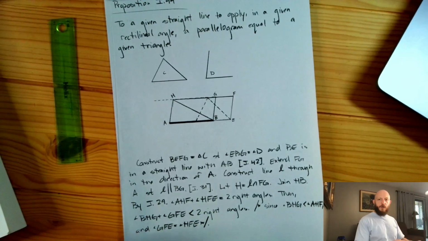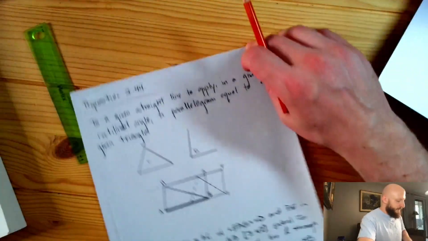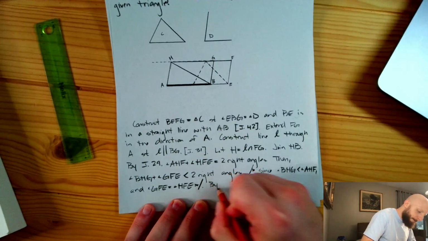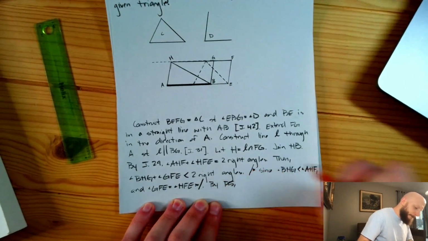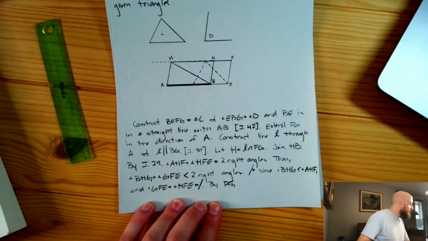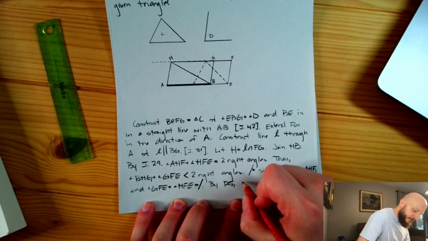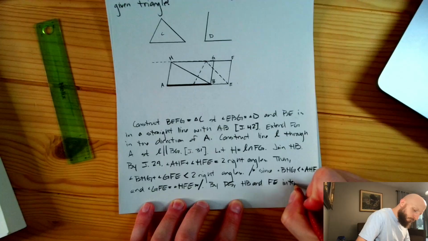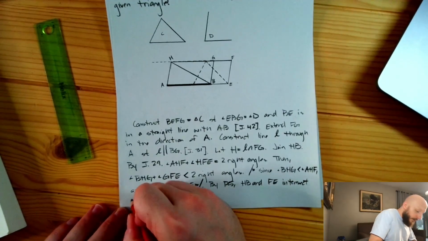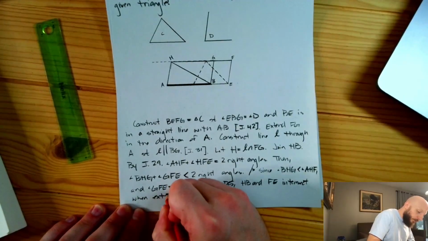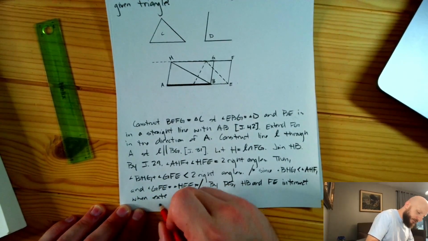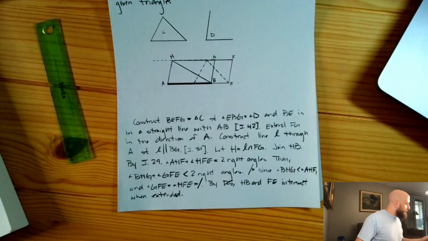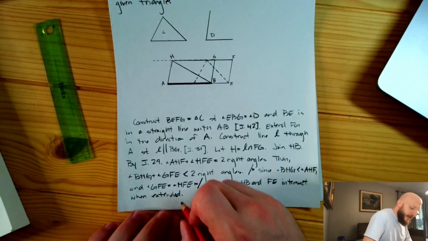So that's where this inequality comes from. And then postulate 5, it follows then that HB and FE intersect when extended. Or what did he say? Produced, right? Yeah, produced. Extended. Okay. And we say let them meet at K.